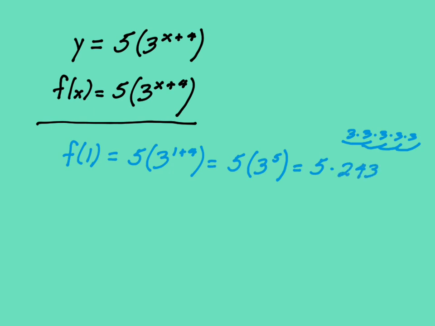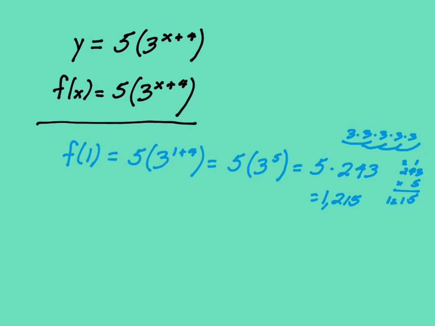Now, if I take 5 times 243 here, I'm going to go ahead and get a value of 1,215. So we see f of 1 is a very large number right away.